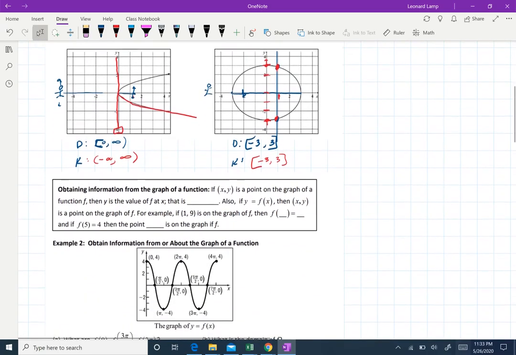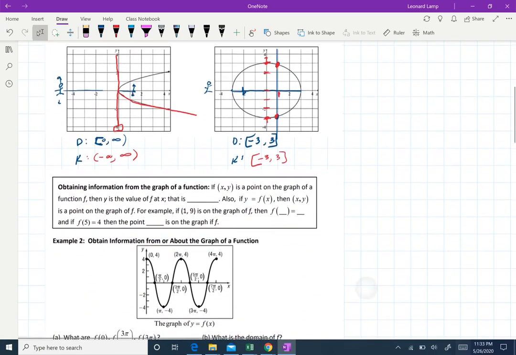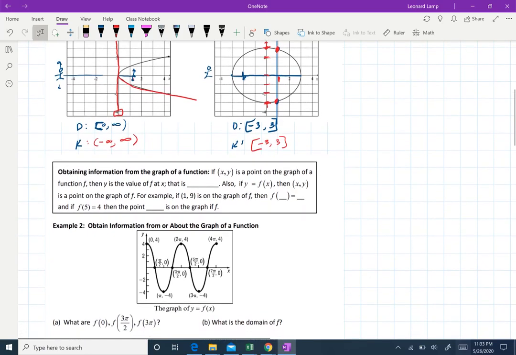Okay, so some more notation, and I've kind of talked about this in the last section too. So remember I told you when I give you this notation, f of 1 is equal to 5, I want you to understand that means that this point (1, 5) is a point on the actual curve, and that's what this part is basically illustrating here. So if (x, y) is a point on the graph of a function f, then y is the value of f at x. All that's just saying is that y is equal to f of x. So if that happens, then (x, y) is a point on the graph of f of x.